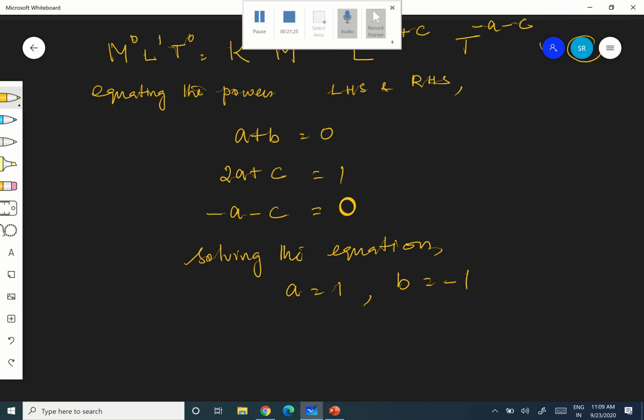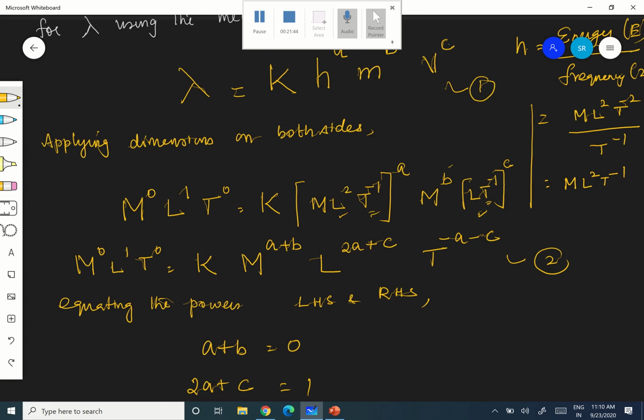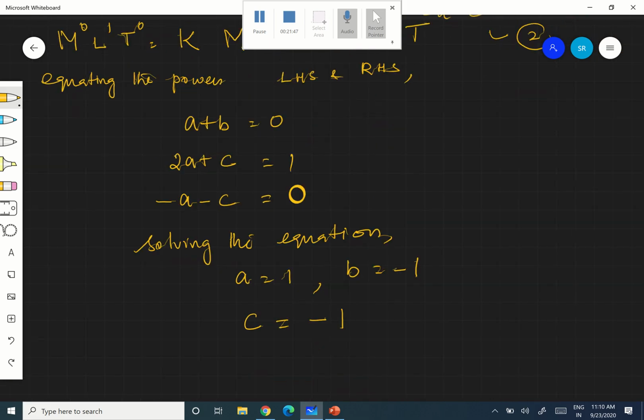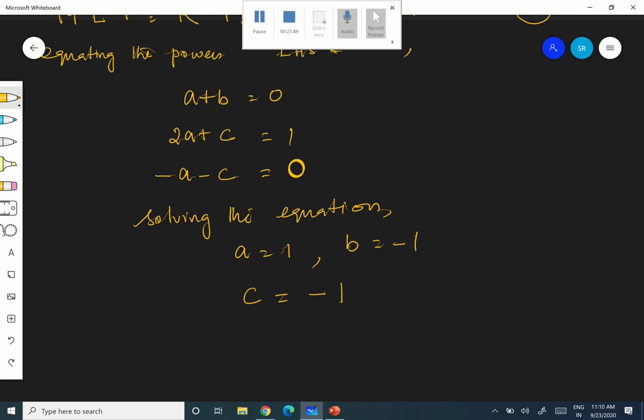Minus a minus c, that is equal to 0. a is equal to 1. Therefore, what is your c? c is equal to minus 1. Are you following? Therefore, substituting the values of a, b and c in equation number 1.